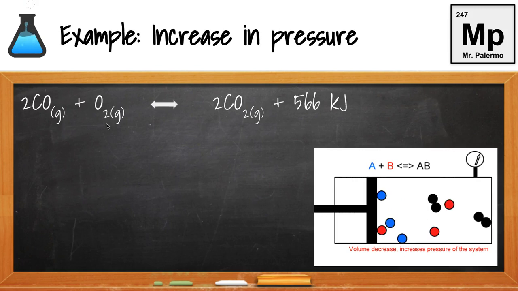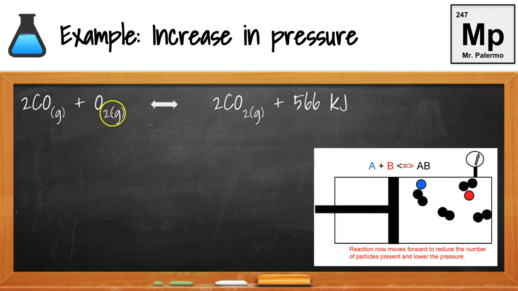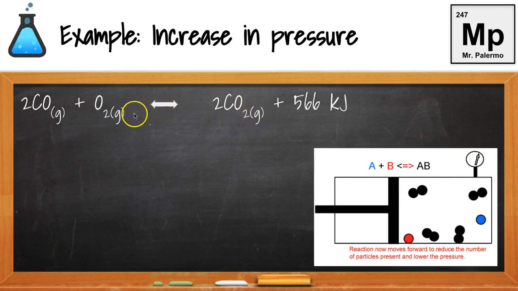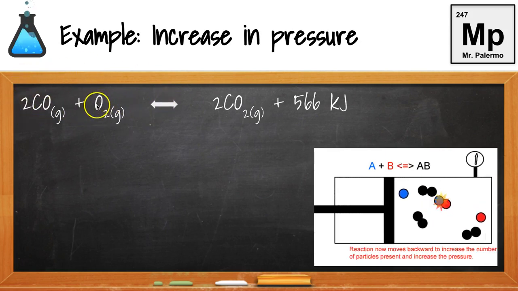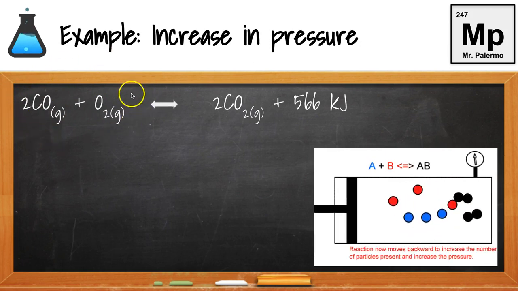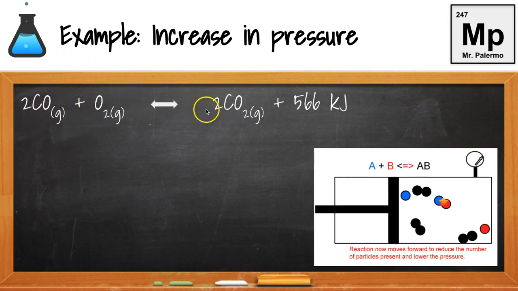So let's see an example. If we increase the pressure, what's going to happen? So first look at the reaction. We see that we have gas involved, so we know that pressure is going to affect this reaction. On the left-hand side, we have 2 moles of CO and 1 mole of oxygen. So a total of 3 moles of reactants and only 2 moles of our products. So overall, the reactant side is going to be affected more than the product side.